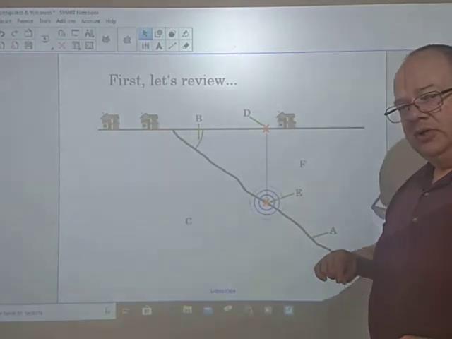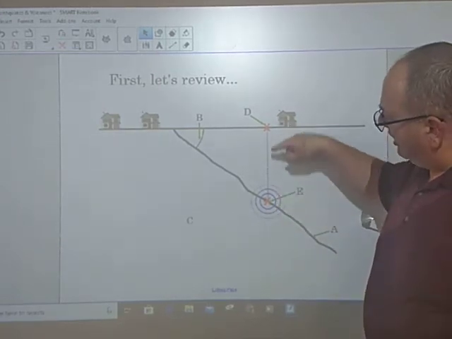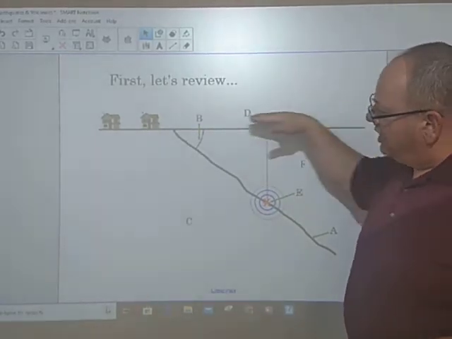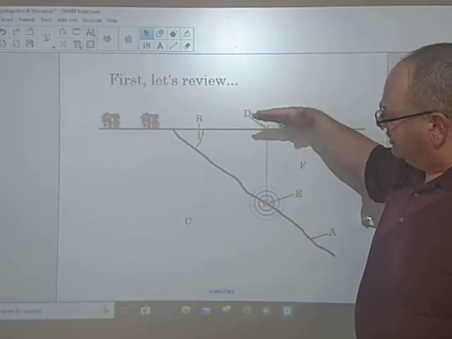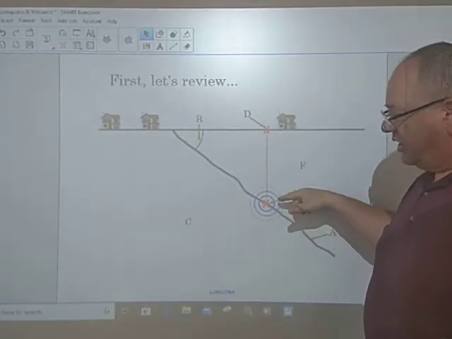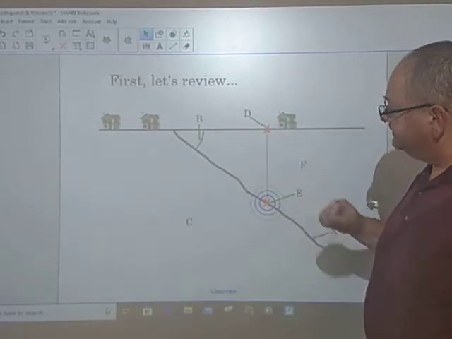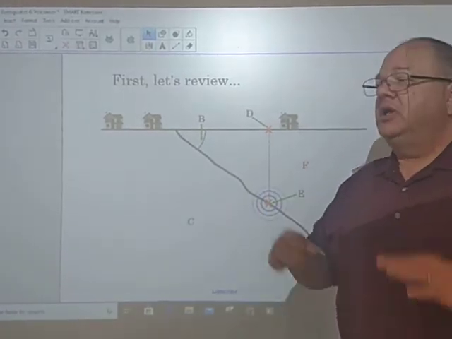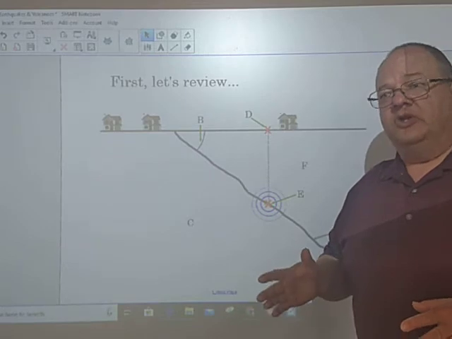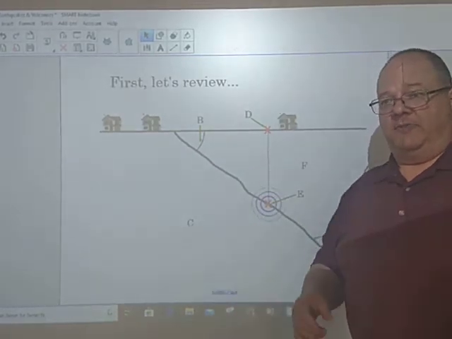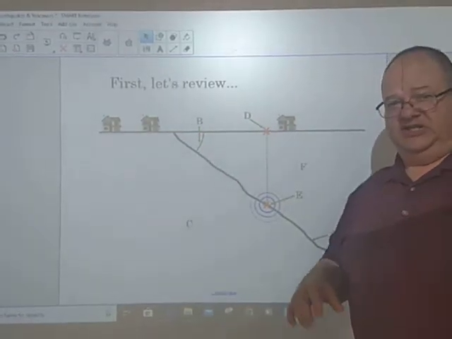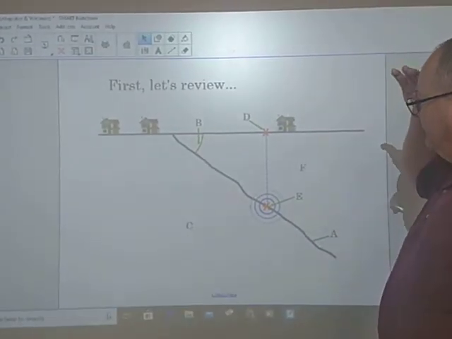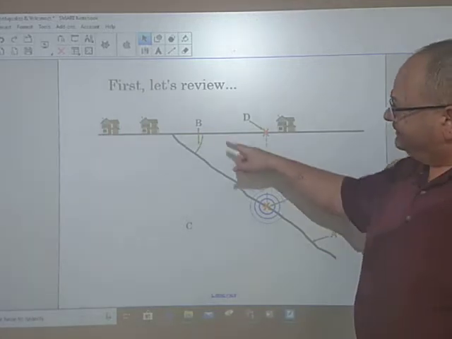D is the point directly above the focus on the surface of the earth. So if you were on the surface of the earth, that is the closest point you can be to where the earthquake actually happened. D is called the epicenter. Epicenter is what you always hear about in the news reports when they talk about an earthquake happening. They say the epicenter was located 6.3 miles from such and such place.